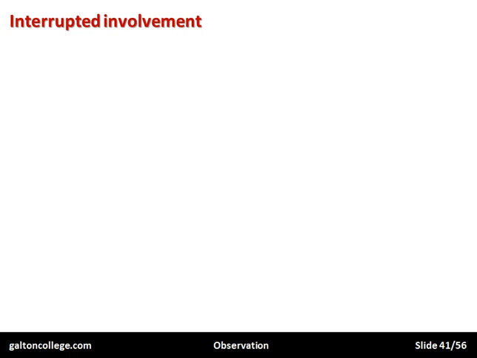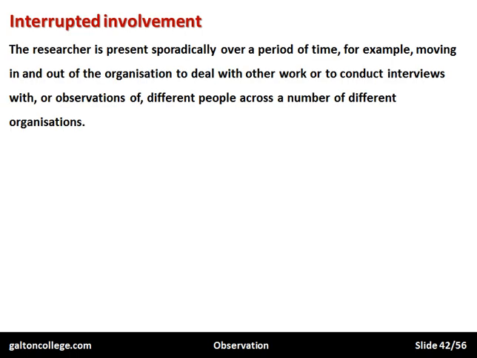Now, interrupted involvement. Well, the researcher is present sporadically over a period of time. For example, moving in and out of the organization to deal with other work or to conduct interviews with or observations of different people across a number of different organizations. So simply, there is a researcher who moves between organizations and who may be in one organization for a proportion of the week and in a different organization for the rest of the week.